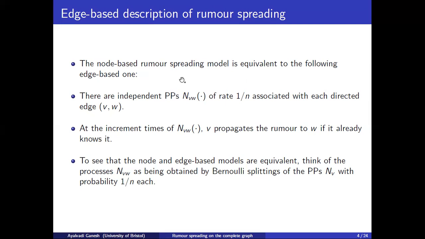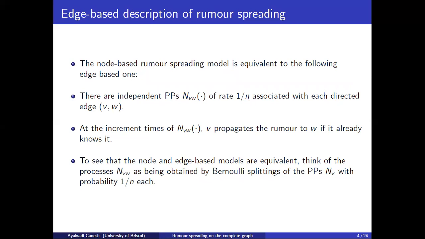So here is my claim that the node-based rumor spreading model is equivalent to the following edge-based one. Recall that in the node-based model, there are independent Poisson processes, one at each vertex, and the rate of each such Poisson process is 1. Now, the Poisson processes are going to sit on the directed edges VW rather than on the vertices, but their rates are going to be 1 over n. And these are all going to be independent, okay?